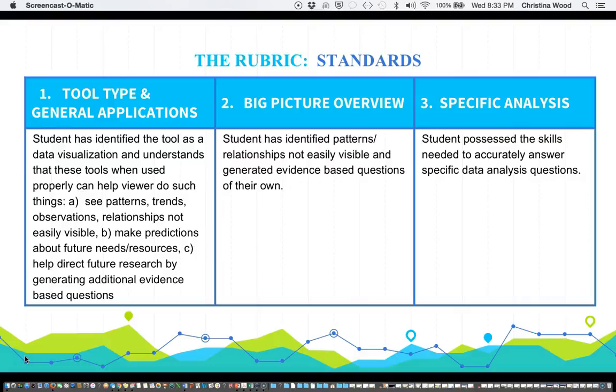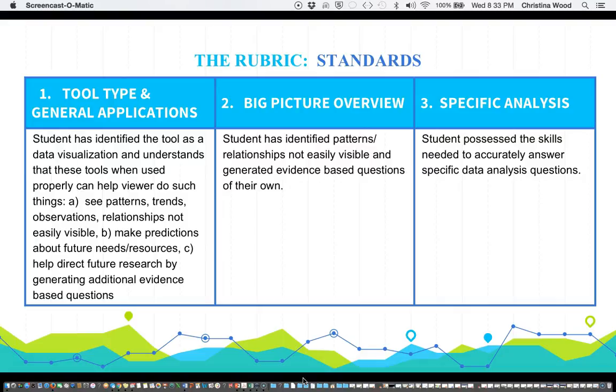The second section was the big picture overview, and this is where we actually wanted you to go into details about the tobacco visualization. So did you come up with something that was fairly obvious, didn't really go into a lot of detail? Or did you actually take time, look at the tool, and really come up with a statement, a pattern that maybe wasn't so easily seen? Did you actually make an observation, but then also talk about additional questions? This is what we looked at in section number 2.